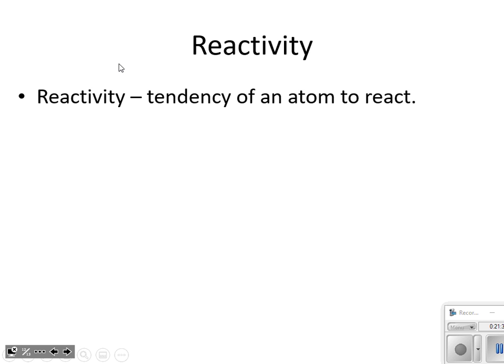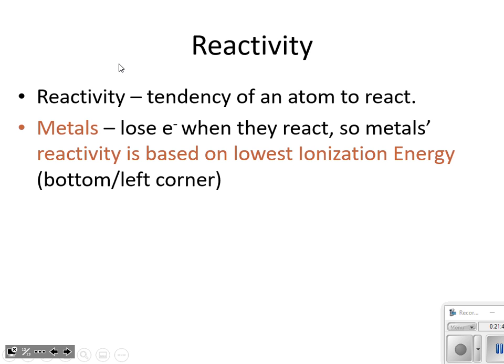On our help sheet, you have lines for metals and lines for nonmetals, don't you? Because they react differently. So reactivity is the tendency of an atom to react. Metals lose electrons when they react, so metal reactivity is based on the lowest ionization energy. And where's the lowest ionization energy? Bottom left. So low ionization energy, high reactivity.